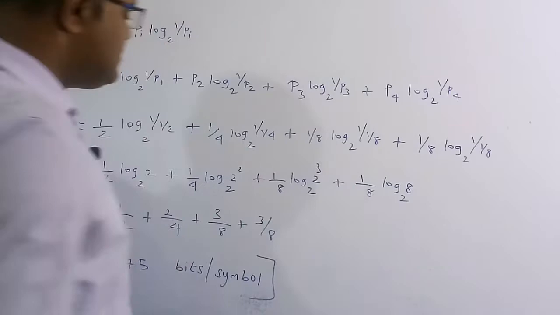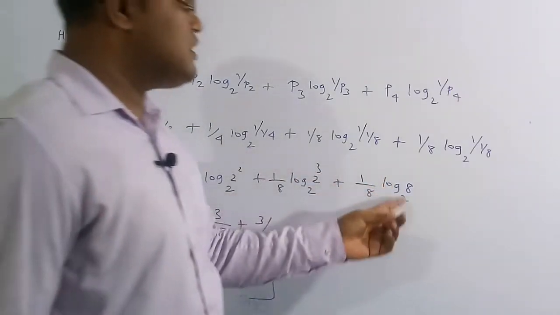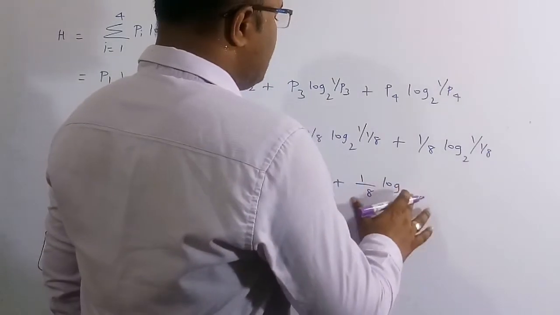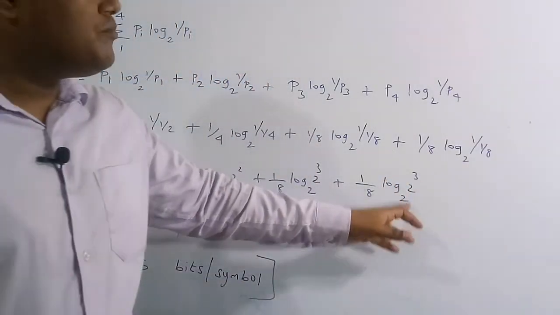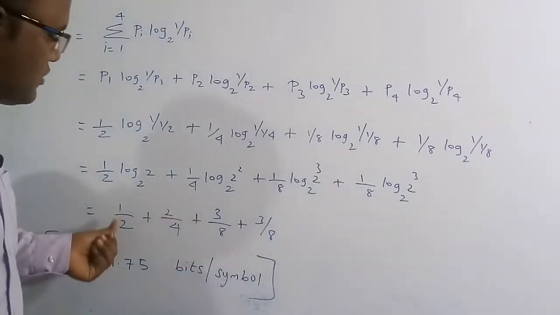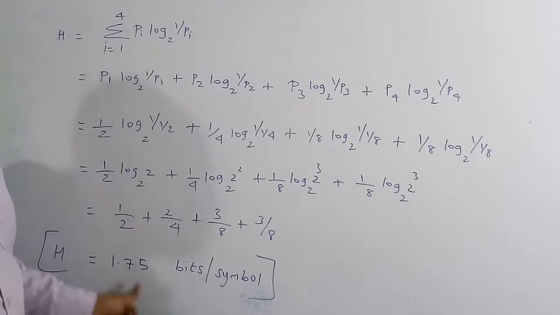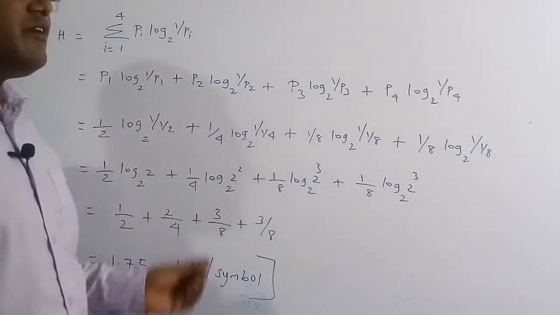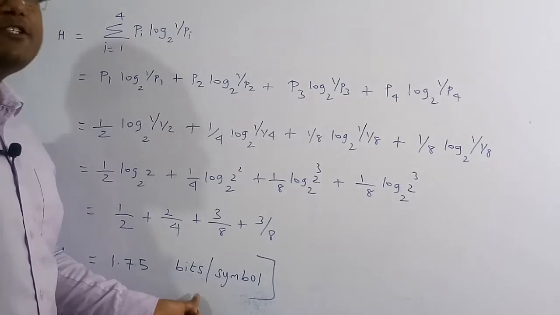So 3 is going to come this side, which is 3 by 8, again log 2 base 2 is 1. And also here I am going to replace 8 by 2 cube, so therefore this 3 is going to come here. So finally log 2 base 2 value is again 1. So if we do the summation of each and everything, finally we are going to get the value 1.75. So therefore 1.75 is the total entropy of the system, and its unit is bits per symbol.